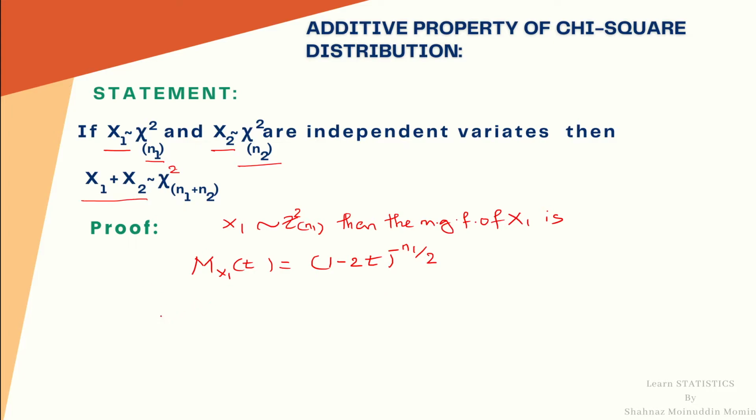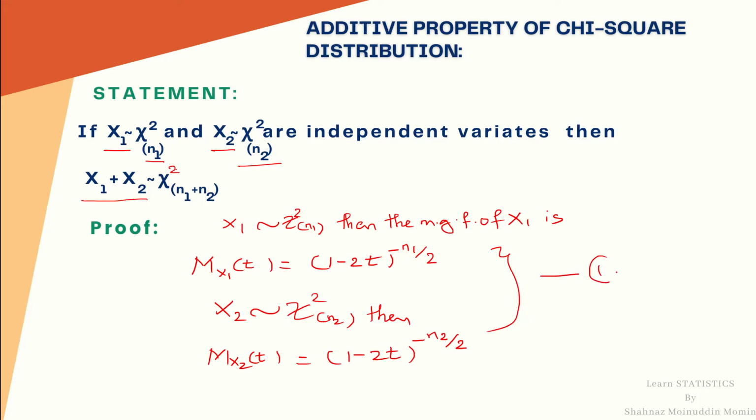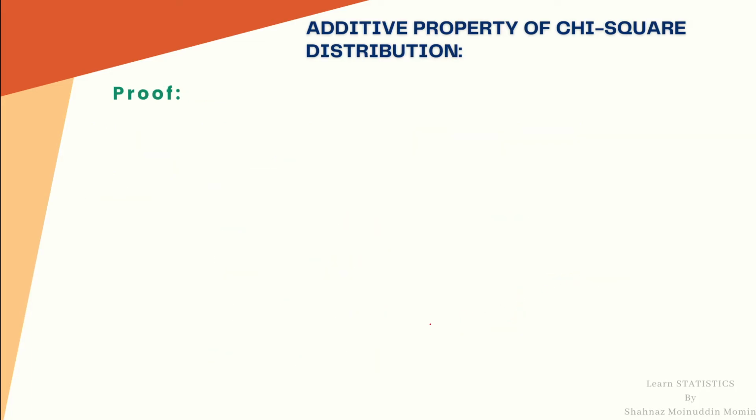Similarly, as x2 follows chi-square with n2 degrees of freedom, its MGF is given by Mx2(t) equal to (1 minus 2t) raised to minus n2 divided by 2. Let me call these two expressions equation number 1 for our further reference.